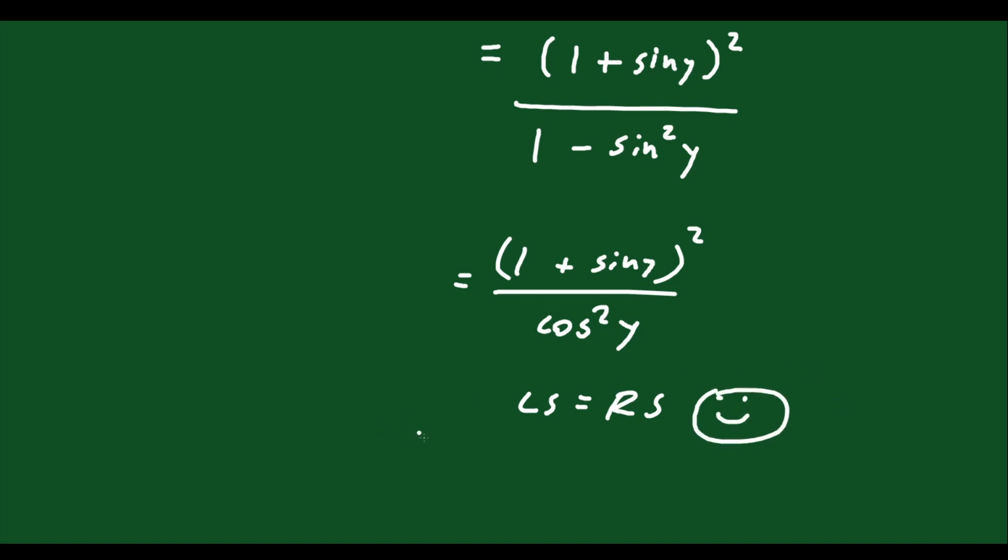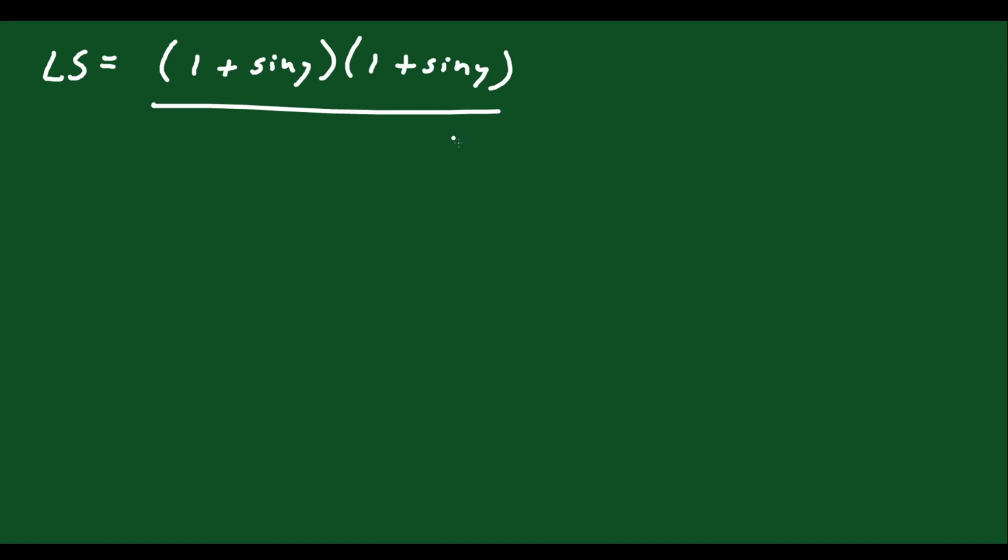Now, I've said before, there are multiple ways you can do these questions. An alternative to the way I just did it would be to work on the left side. The left side is (1 plus sine y) squared, or I can write it as 1 plus sine y times 1 plus sine y, all over cos squared y, and we know cos squared y is equal to 1 minus sine squared y, thanks to the Pythagorean identity. And then you can factor the bottom. It's a difference of squares.